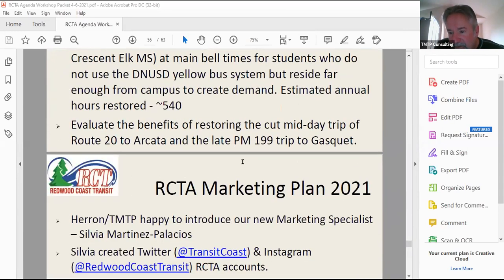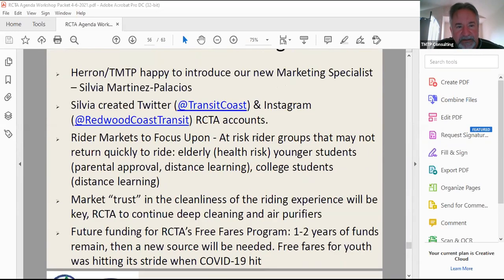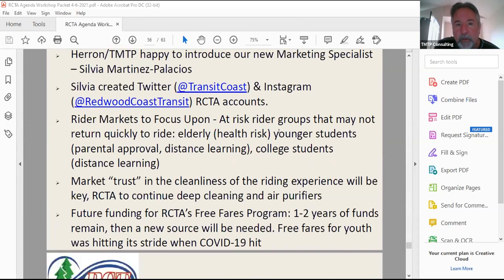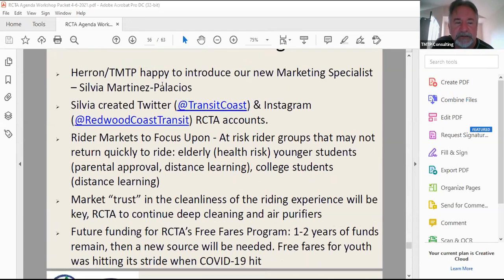So next I want, before it's too late, it's getting late and I do apologize. These are so fun that time flies for me anyway. I want to introduce Sylvia Martinez Palacios.